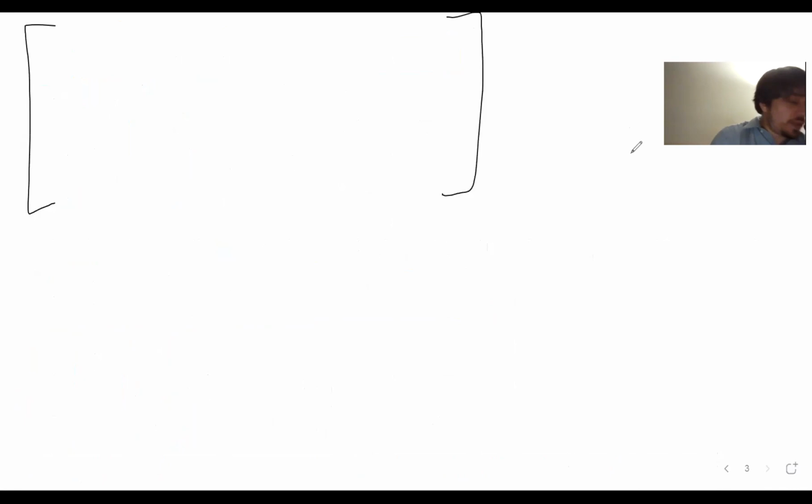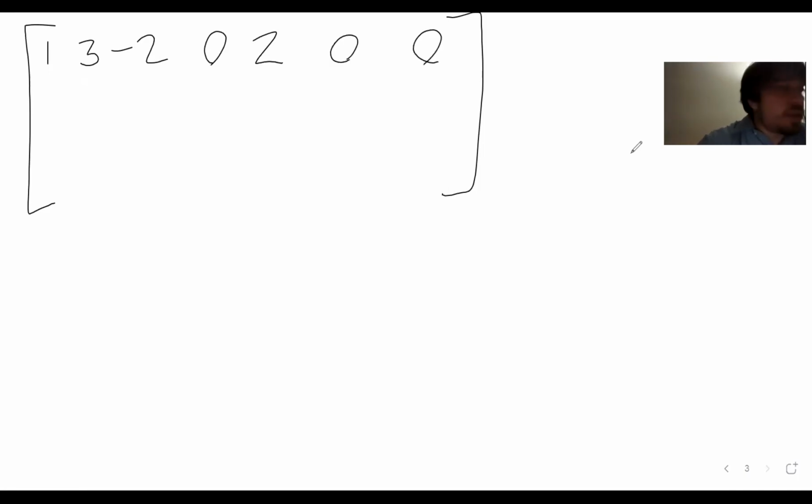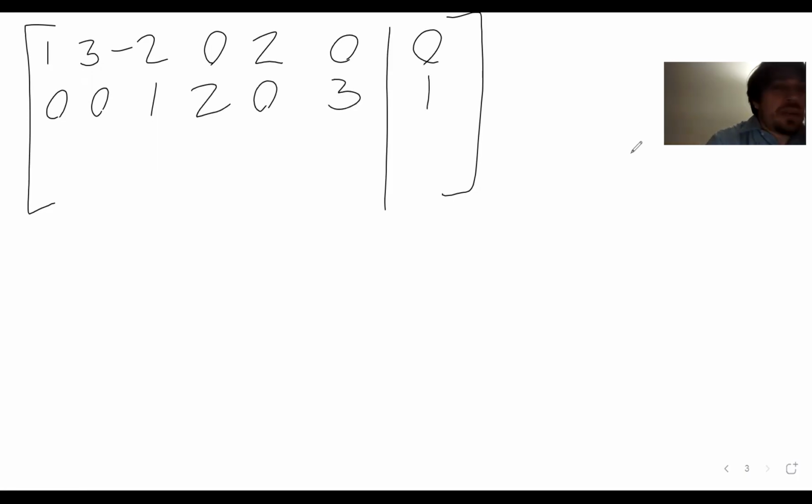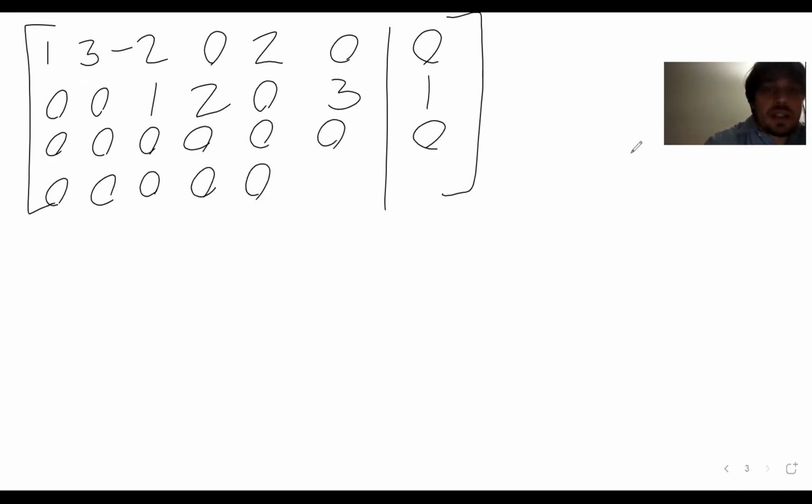Okay, so here's the matrix. Our top row is unchanged by this operation, so it's still 1, 3, -2, 0, 2, 0, 0. The next row is 0, 0, 1, 2, 0, 3, 1. Now, the result of that next operation will make everything in this row 0. And also we'll get this.